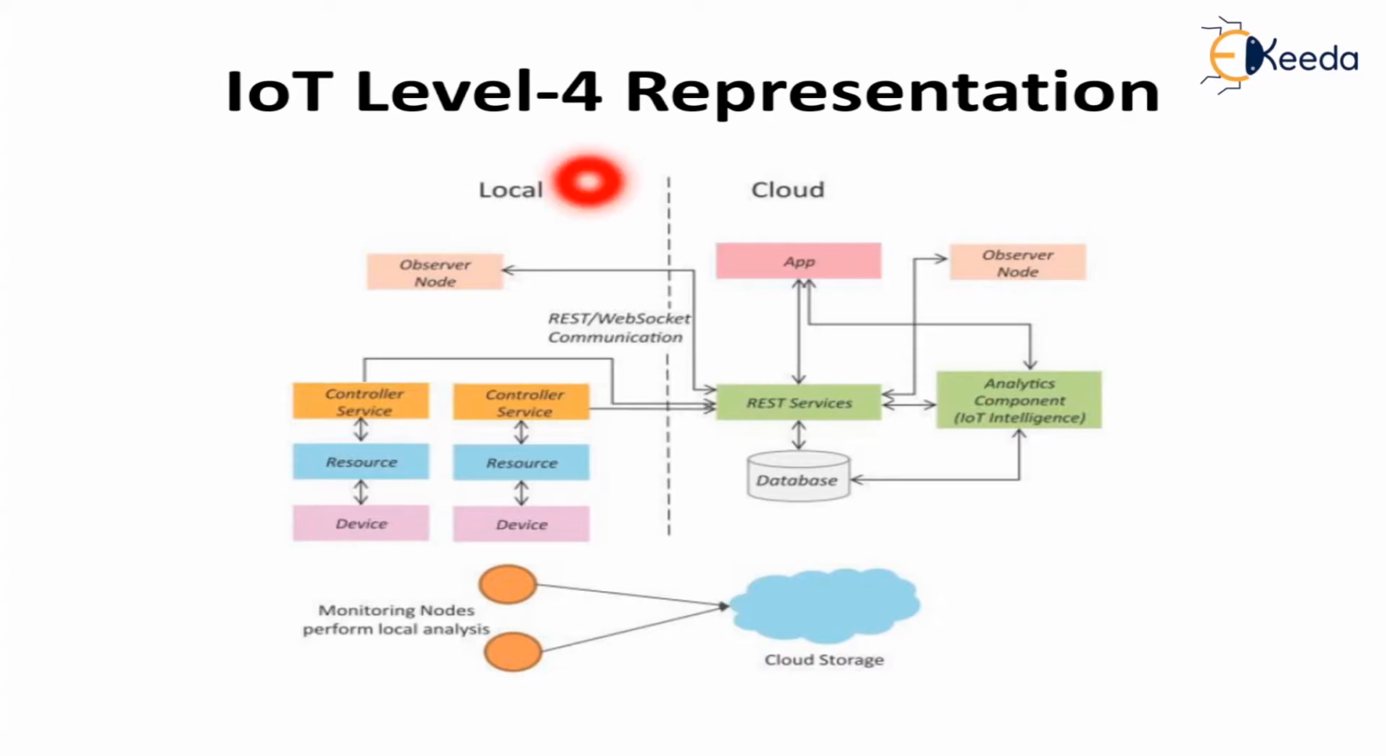So this is the IoT level 4 representation, which has multiple nodes. The monitoring nodes perform local analysis and work through the cloud storage. It has the device, which is sensors with microcontrollers, the resource, which is a software component, and the controller service, which is the native service that can be connected to the REST services and to the app. It has multiple nodes, that is, the observer nodes, and a database which holds the collection of data. The controller service is connected to the app with the help of a REST service. Here the analytic and complex component part has the IoT intelligence. This is the local observer node, and this is the cloud observer node. Here the data processing is high, multiple data can be involved, and it is computationally intensive.